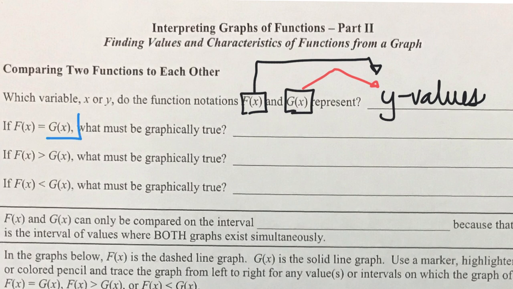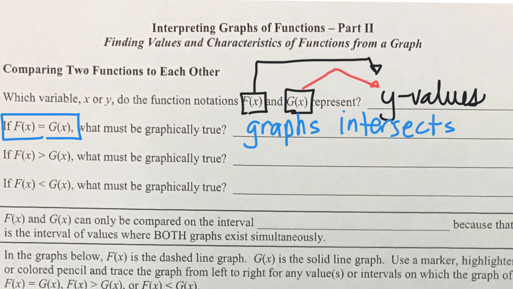So here, if your y values are equal, that means that your graphs are intersecting, right? The graph of f and the graph of g intersect at this specific y value. So we can figure out what the x value is when these two graphs are equal. Okay, so graphically speaking, what if the y values of f are greater than the y values of g?